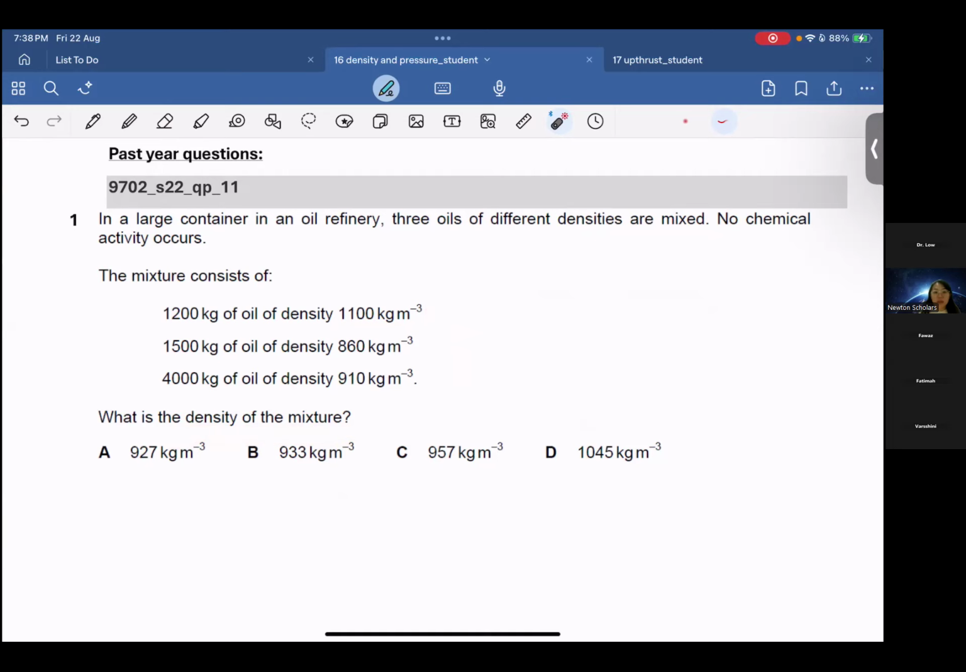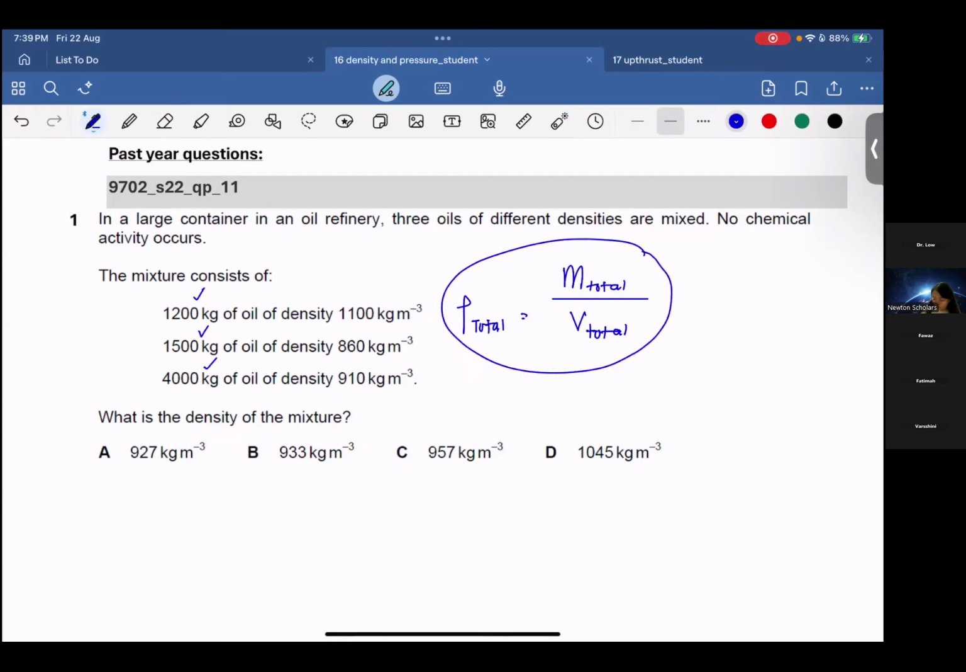Just now I mentioned, the density of the total mixture will be the total mass divided by total volume. Total mass is easy, you can just get it like this, from here 1,200, 1,500, and 4,000. But you don't know the volume, so what you need to do is calculate their volumes first.